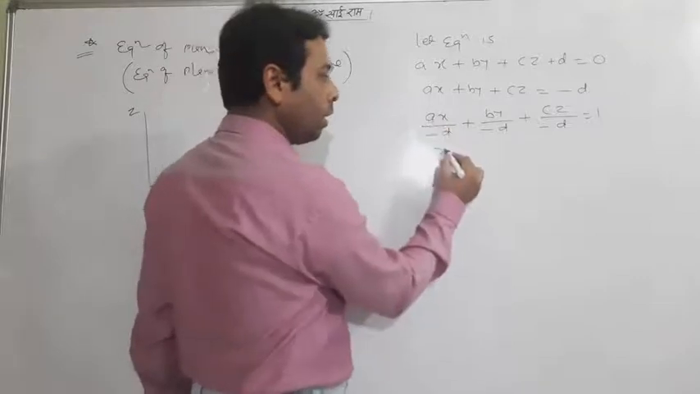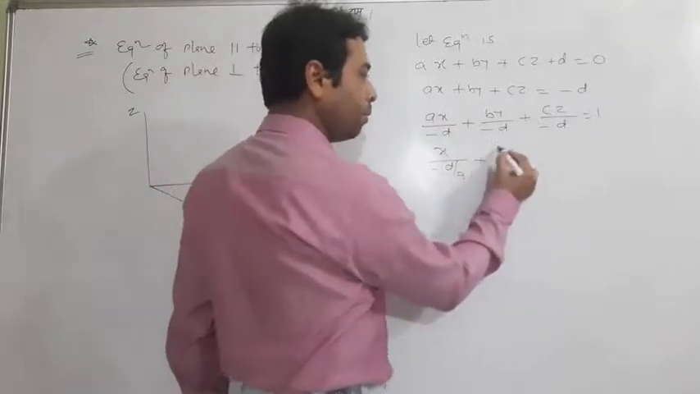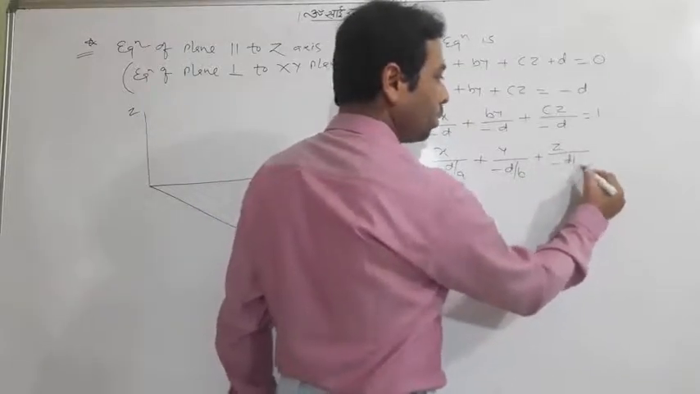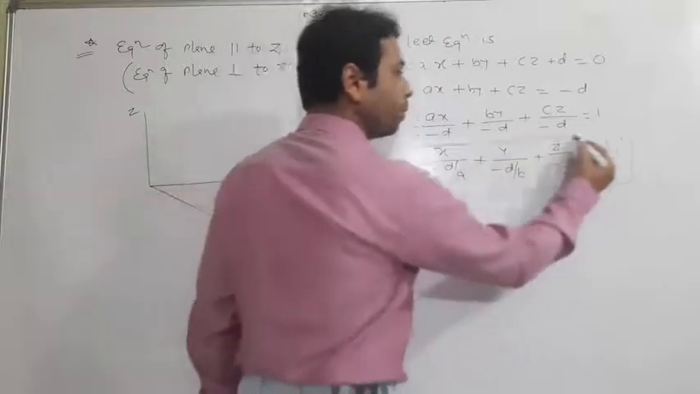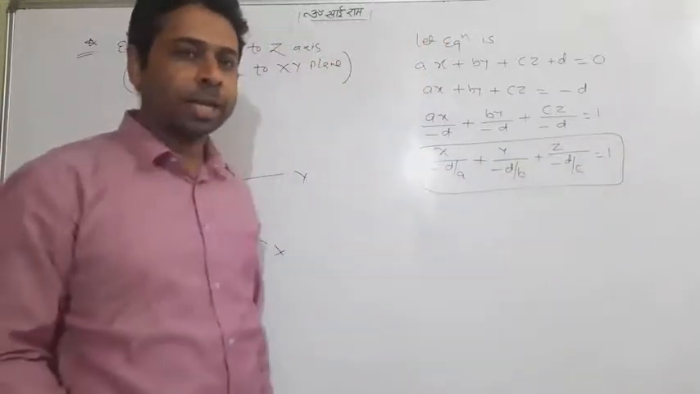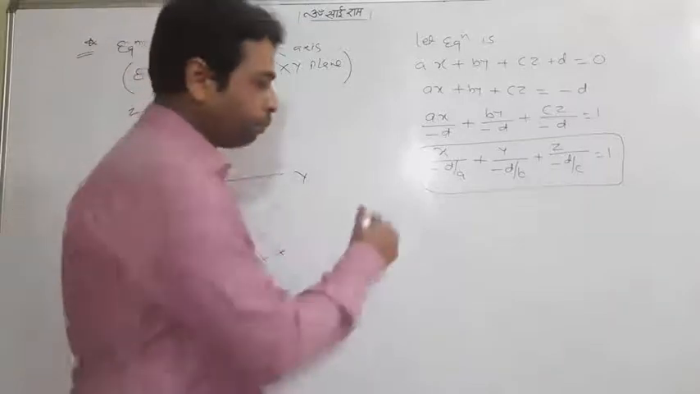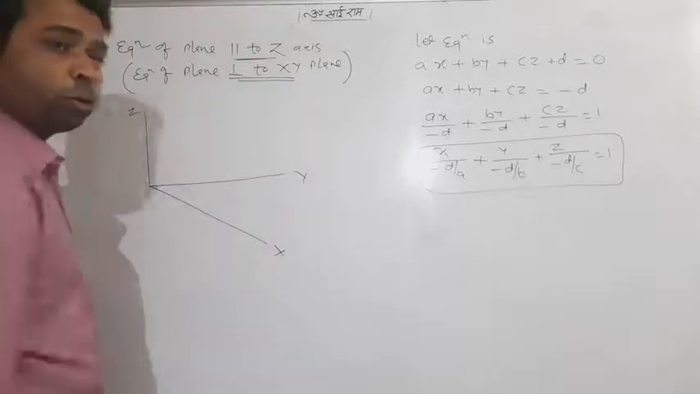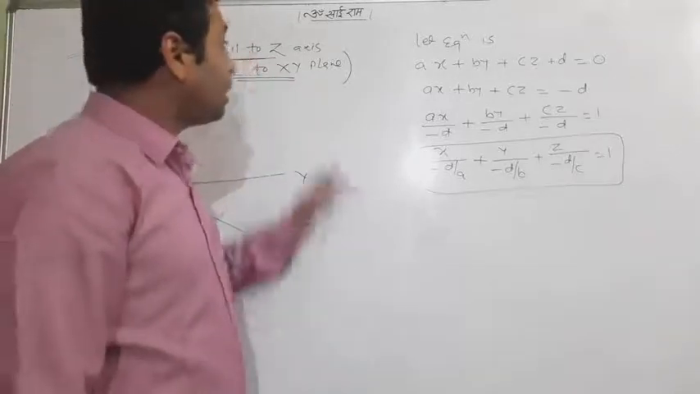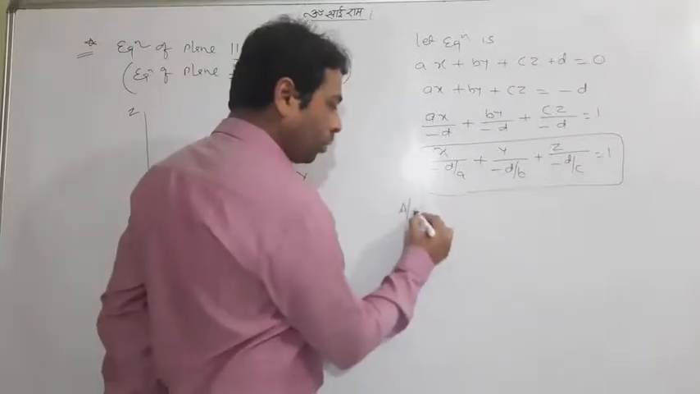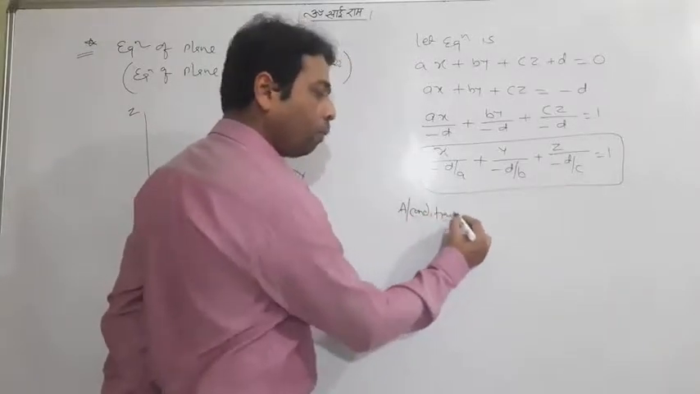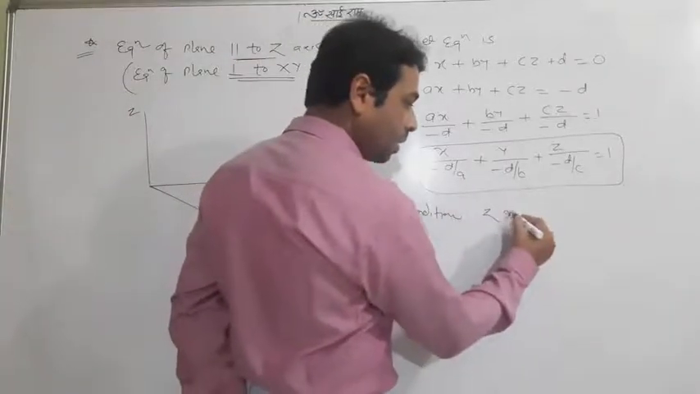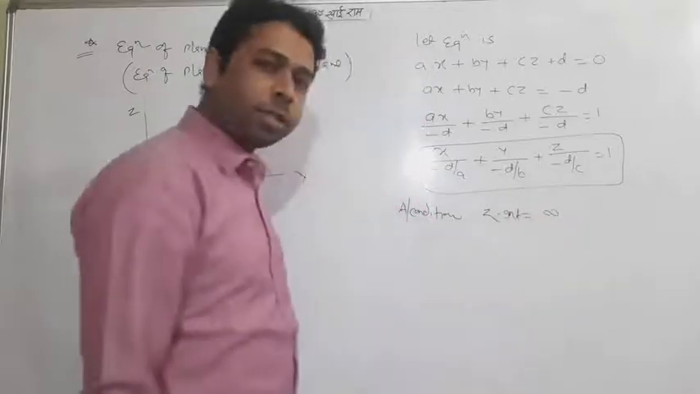Then I move a to the denominator: x upon minus d upon a, y upon minus d upon b, z upon minus d upon c equals 1. Can you see this? This is my intercept form, x upon a plus y upon b, just like that. What I taught you recently, when the plane is parallel to the z-axis or perpendicular to the xy plane, both come with the same language. According to the condition, the z-intercept will be infinite.